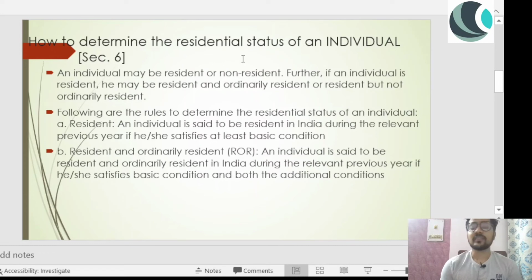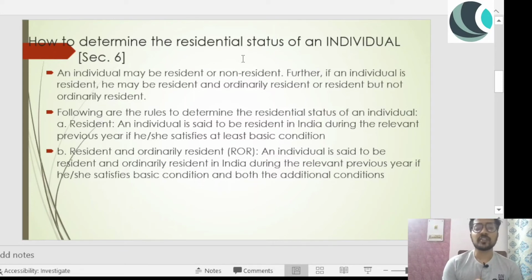Now we have to determine the residential status of an individual, right? In the last class I talked about the person definition. The person definition consists of many: individual, Hindu undivided family, association of persons, body of individuals, so AOP, BOI. So under the category of person there are so many categories that are mentioned. So individual, I'll be talking about individual strictly. So an individual can be a resident or non-resident. Further, if an individual is resident, he may be resident and ordinarily resident, or resident but not ordinarily resident.